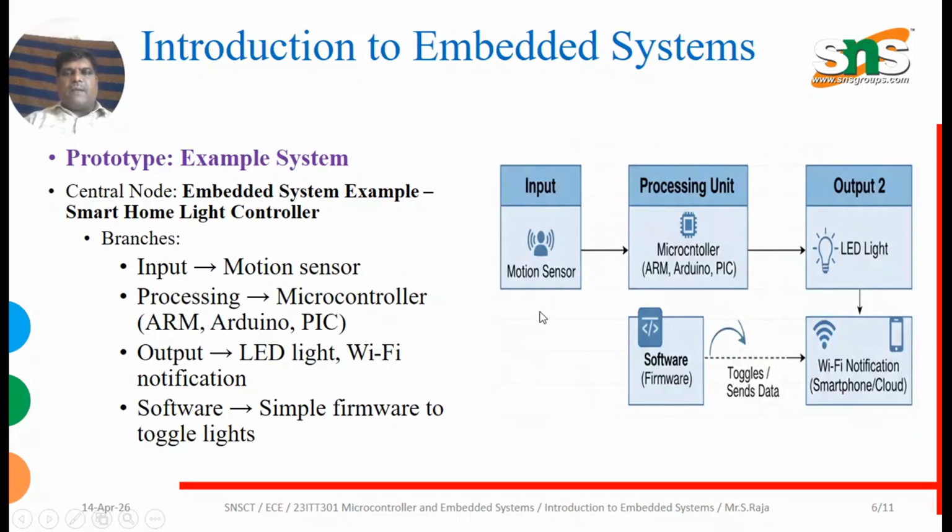Next, prototype. Once all these phases are completed, we must design some new innovative product on a hardware basis. For example, here the input is taken from a motion sensor, then for the processing control unit we use an ARM processor, Arduino, or PIC microcontroller. Based on this, the output is indicated by a light. Suppose a person enters an area, automatically the light will be switched on. Once this is displayed, the same control can be sent to a user-controlled mobile interface, or it can be controlled by a software based interface.